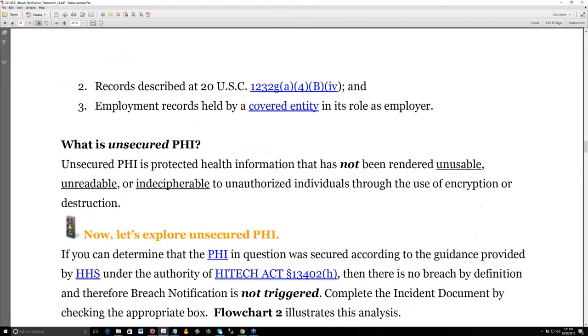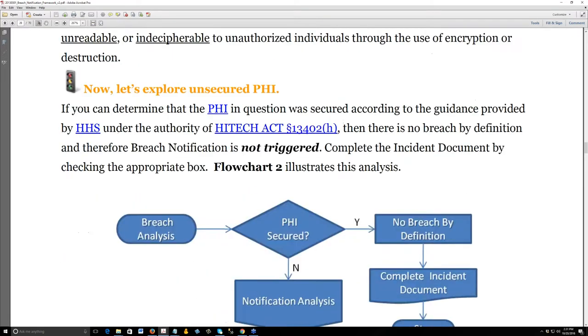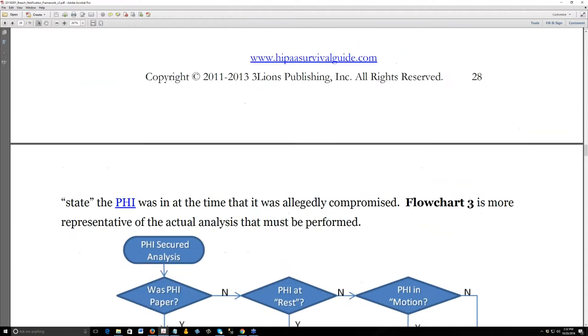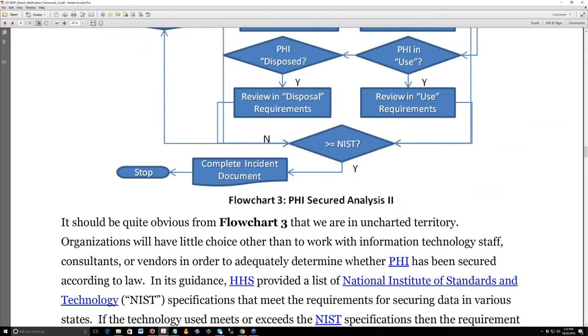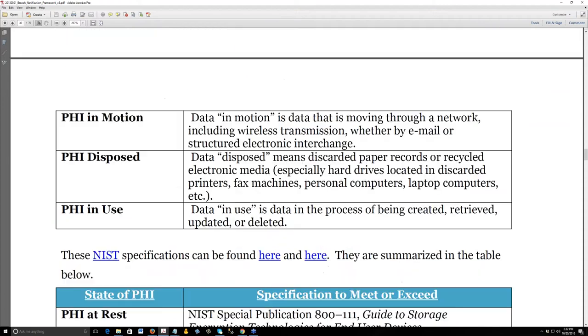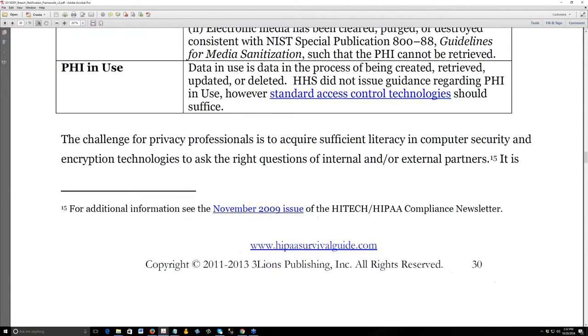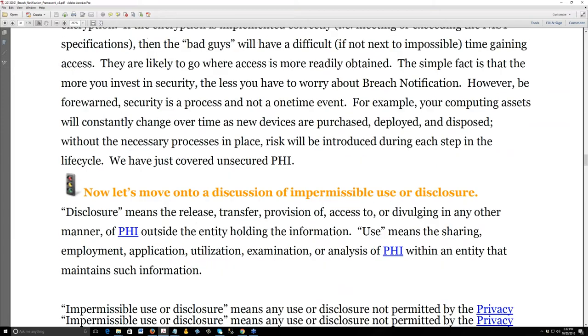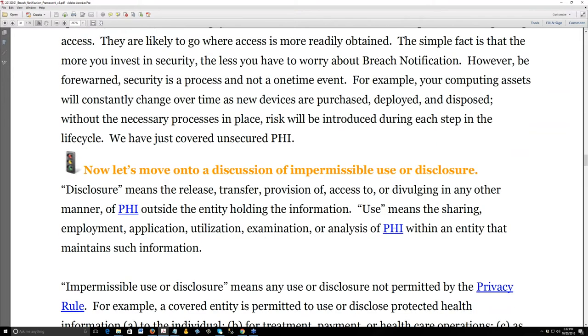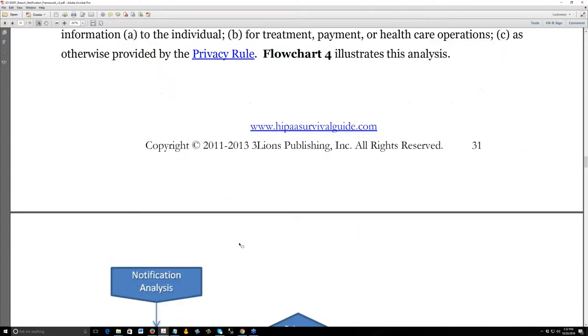You can't, okay? And so I'm going to show you, if you had our subscription, what the methodology would be for determining that the privacy rule has been violated, okay? Now let's move on to the discussion of impermissible use or disclosure. So now we're talking about here, okay?